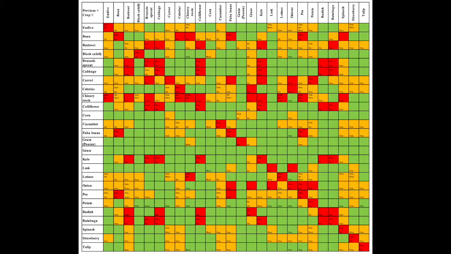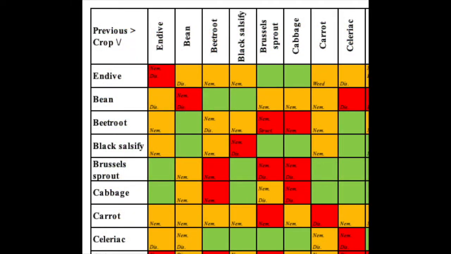When the box is green, the two crops match well, and when it's red, the two crops match very poorly. Not only that, the boxes will also show why it matches poorly, be it diseases, nematodes, insects, weeds, due to structural decay, or due to a surplus of nitrogen that is provided by the previous crop. For the sake of clarity, I will zoom in to just a few crops. As you can see here, it would be a very bad idea to grow cabbage for 2 years in a row, who had problems with both nematodes and diseases. It is, however, very well possible to grow cabbages after carrots.